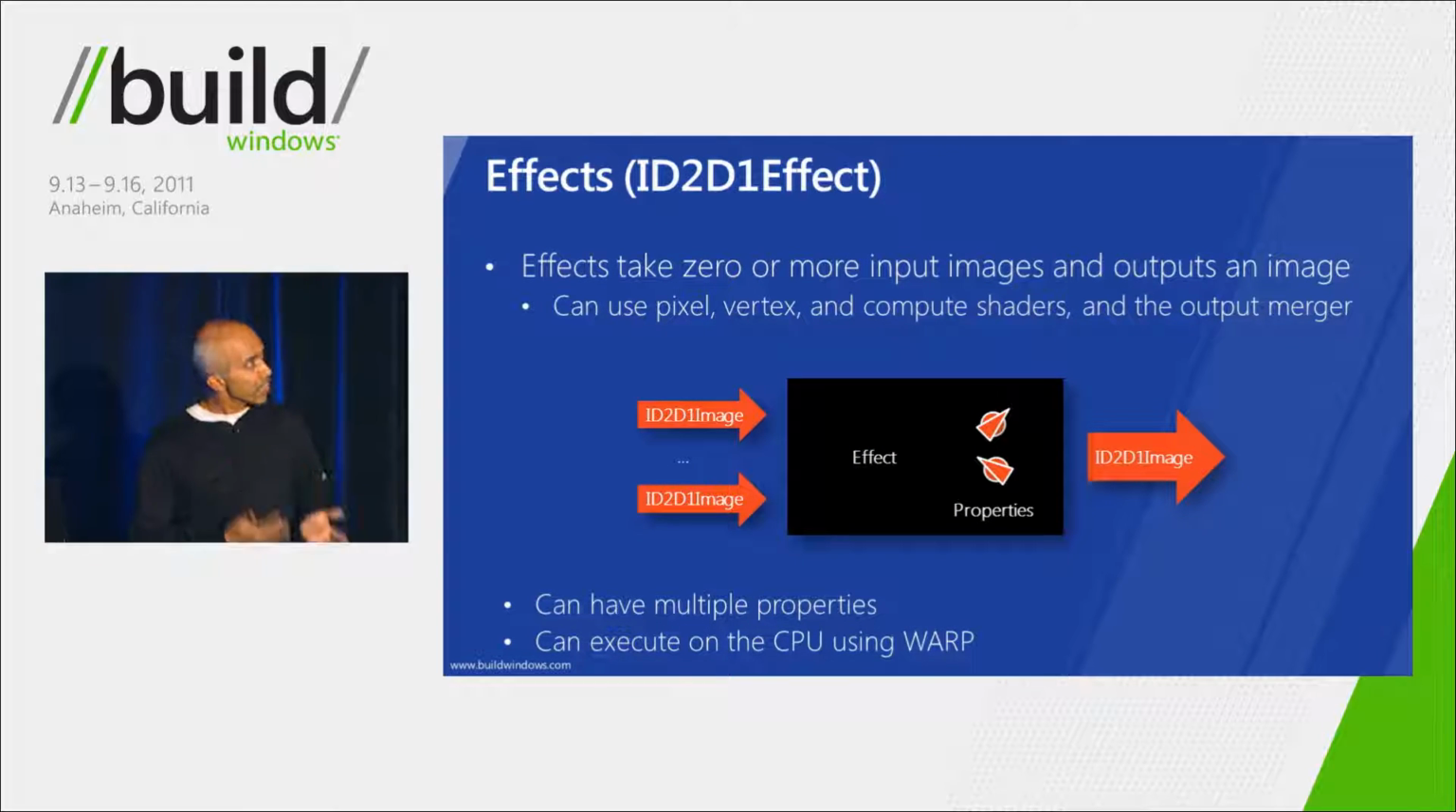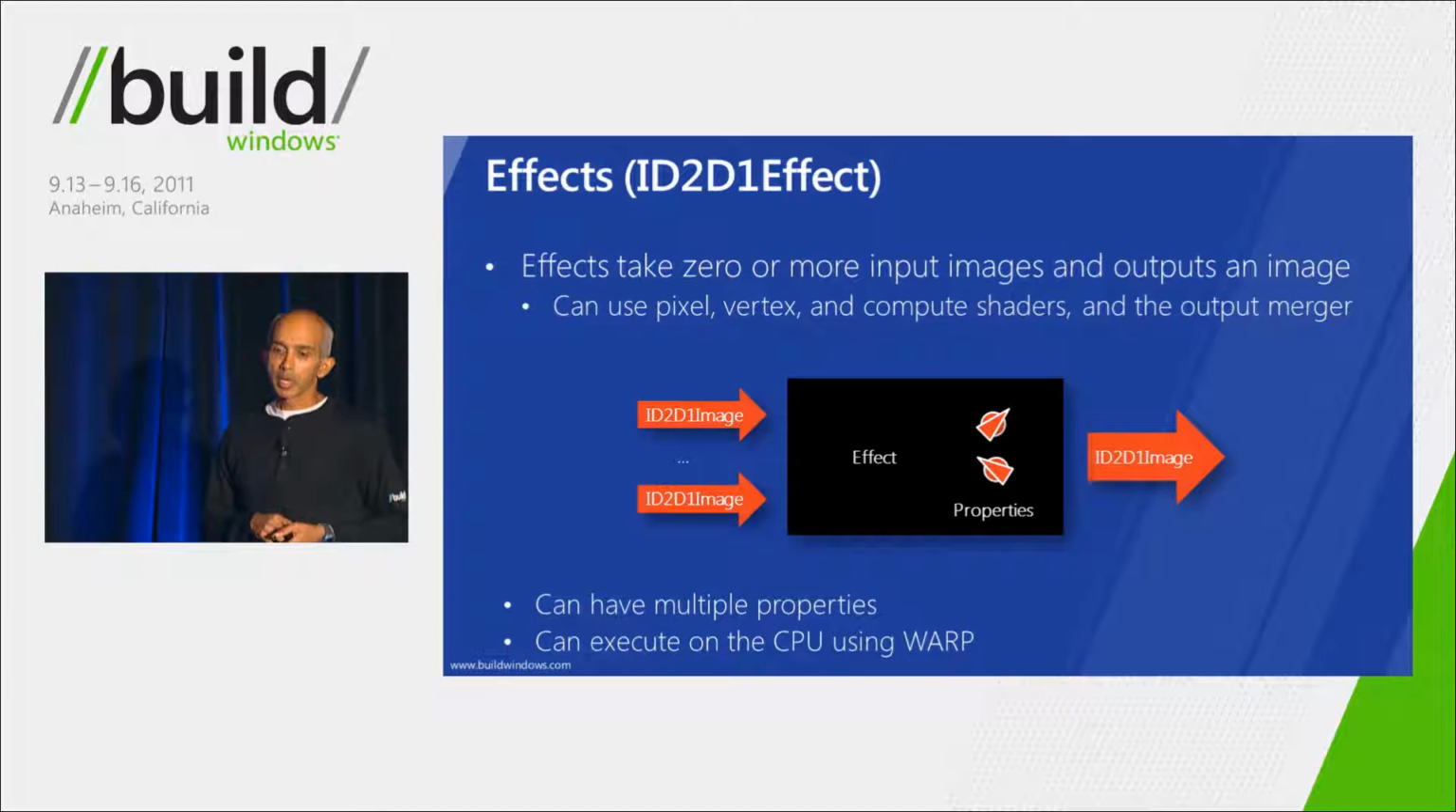A Direct2D effect is a self-contained image processing component that transforms 0 or more input images to produce a single output. So I mentioned 0 inputs a couple of times. An example of a 0 input effect is a turbulence effect. So it's really algorithmically or synthetically generating an image.